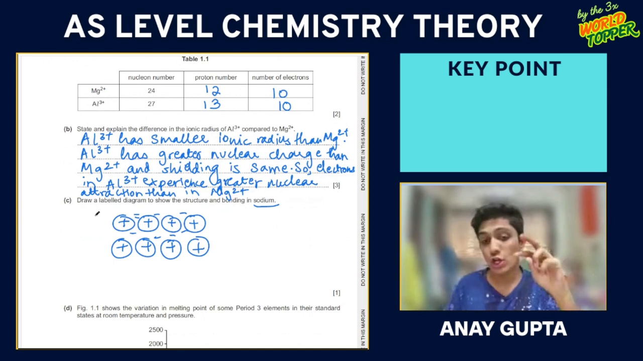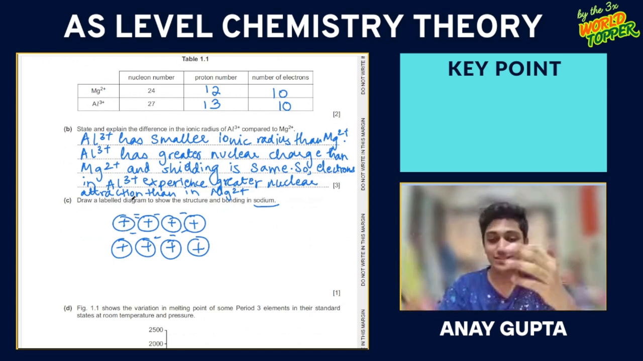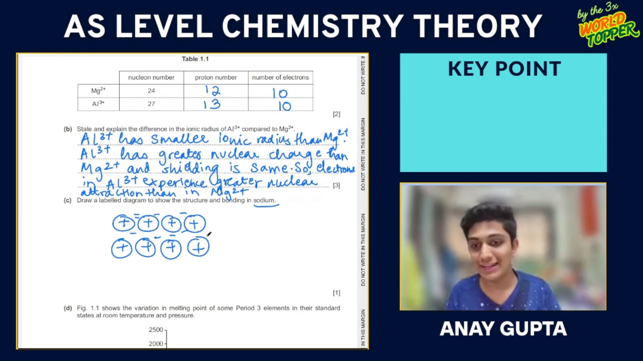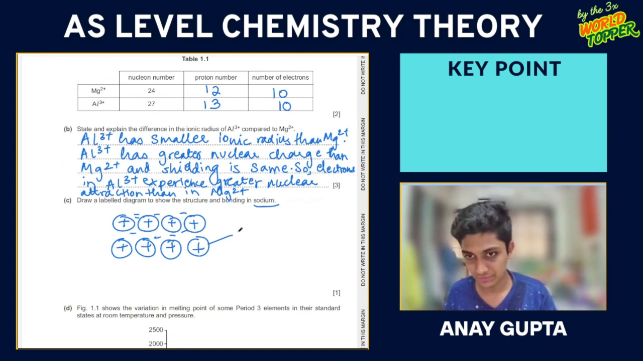Now, also, you want to show at least two rows with four positive signs each to show that it is kind of a lattice, right? And then we will label them. So I will say lattice of positive ions.